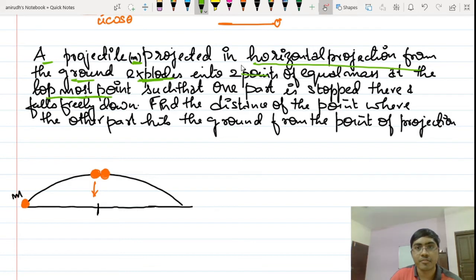Two masses of equal mass at the topmost point, such that one part is stopped there. So one of them is stopped over there, and that starts freely falling down. If this is the first part and second part, let's say that this is stopped over there, that freely falls down. Find the distance of the point where the other part hits the ground from the point of projection. So after some time the second body also will fall. That will not be equal to the range. That is the point to remember over here.